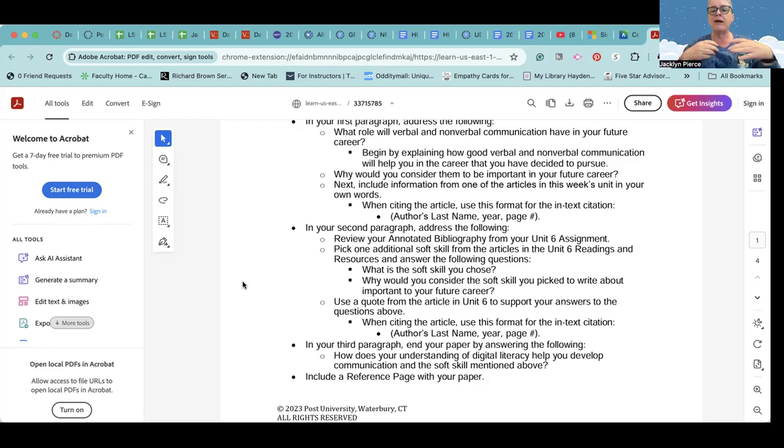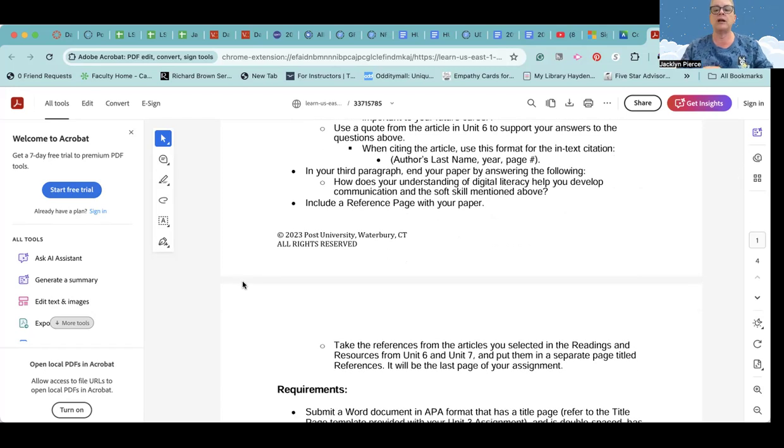And then in your third paragraph, this is really all you. There's no research in the third paragraph. In your third paragraph, answer the following: How does your understanding of digital literacy or information literacy help you develop communication and the soft skill mentioned above? Okay, so those are your 3 paragraphs, at least 6 sentences each. First one has a cited piece of paraphrased research. The second one has a quoted piece of research that is also cited. And in the third, it's really just your own take on the situation.